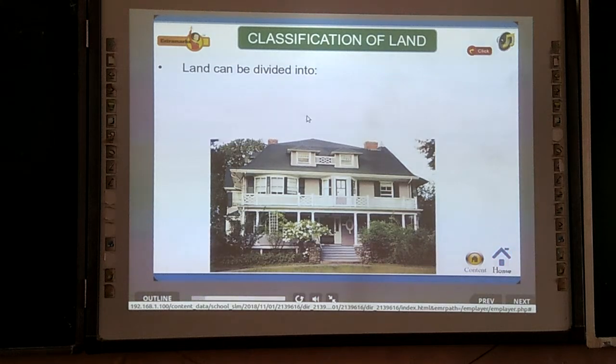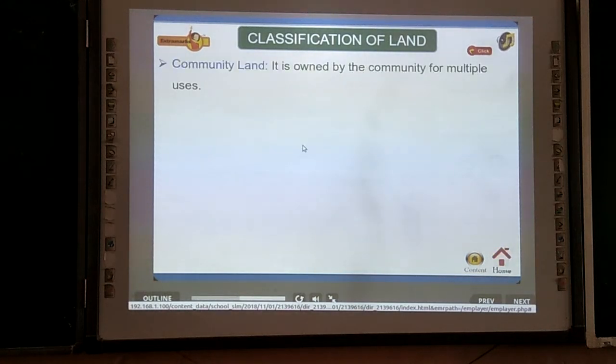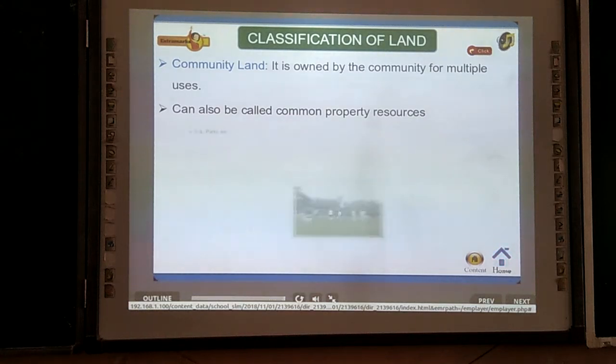Classification of land. Land can be divided into private land owned by individuals, for example, a house built on one's own plot of land. Community land is owned by the community for multiple uses. It can also be called common property resources, for example, parks, etc.